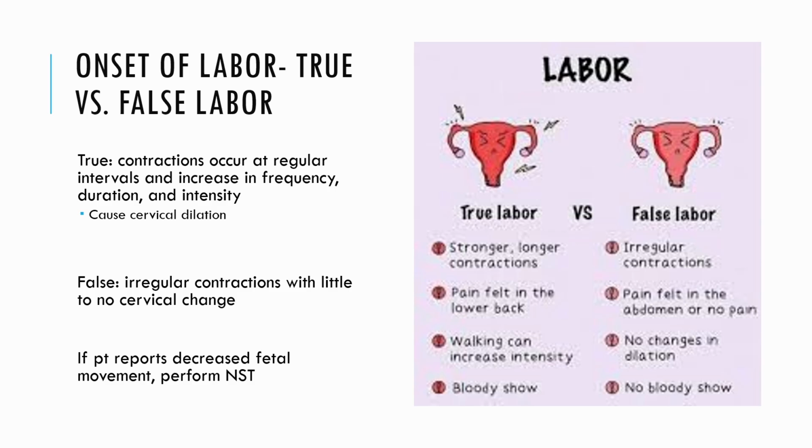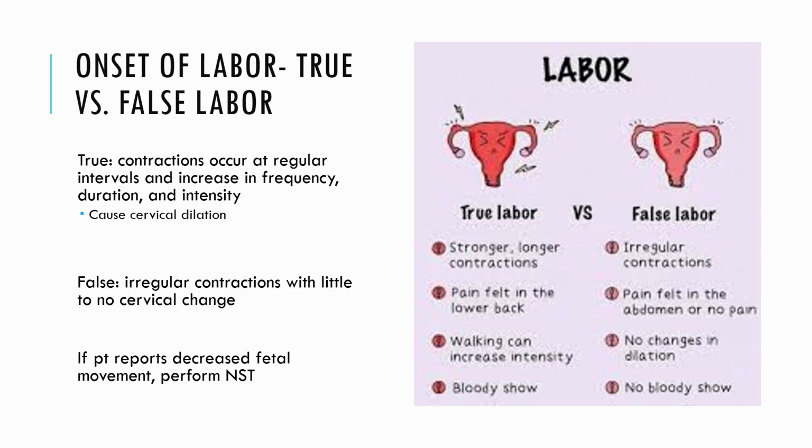We can't stop it. False labor means that we're having some contractions, but they're kind of irregular, okay? And it doesn't lead to cervical change or very little, minimal cervical change. So when you're looking at the difference, in true labor, usually the contractions get stronger, they last longer. The pain is felt in the lower back. Walking can increase the intensity of the contractions. And you might notice some what we call bloody show, which is a little bit of blood coming from the cervix dilating.